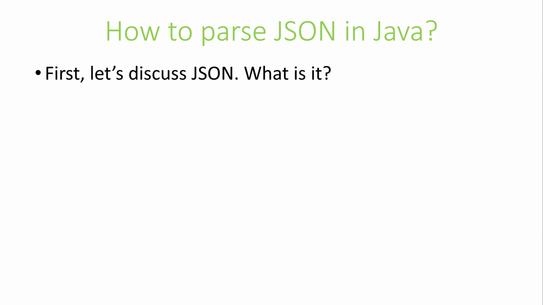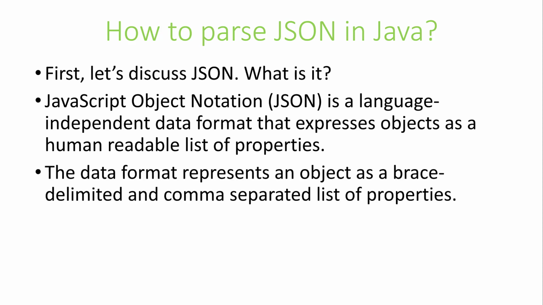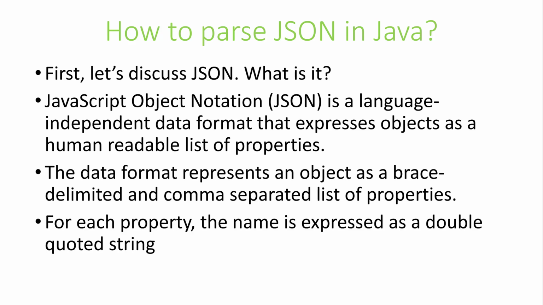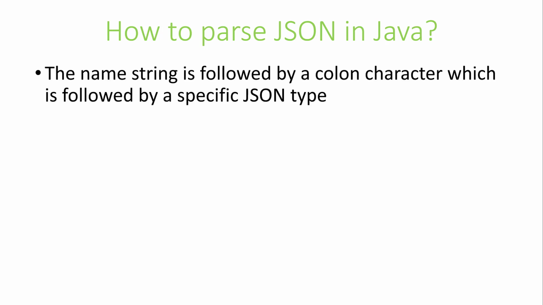What is it? JSON stands for JavaScript Object Notation. It's a language-independent data format that can be used to express objects as a human-readable list of properties. The data format represents an object as a curly brace delimited set with a comma-separated list of properties in between to represent the properties and state of the object. For each property, the name is expressed as a double-quoted string. The property string name is followed by a colon character, which is followed by the value of the property, which is one of the allowed JSON types.